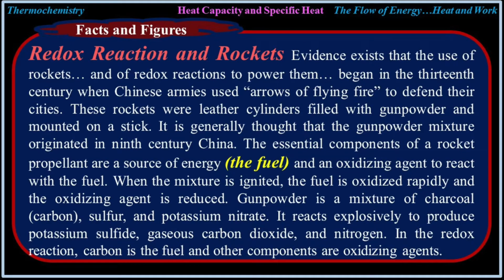The essential components of the rocket propellant are a source of energy, the fuel, and an oxidizing agent to react with the fuel. When the mixture is ignited, the fuel is oxidized rapidly and the oxidizing agent is reduced. Gunpowder is a mixture of charcoal, carbon, sulfur, and potassium nitrate. It reacts explosively to produce potassium sulfide, gaseous carbon dioxide, and nitrogen. In the redox reaction, carbon is the fuel and other components are oxidizing agents.